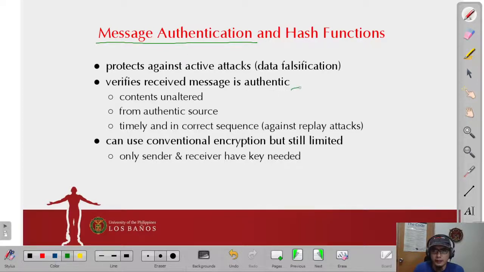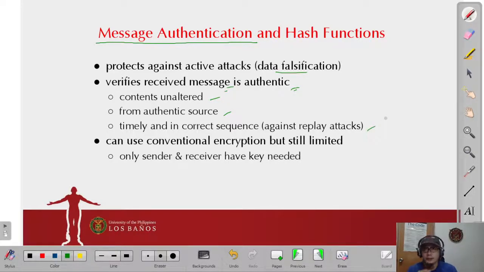We want to make sure that the message is authentic. So encryption is against passive attacks, like being able to read the contents of a file, whereas authentication is protection against active attack, like data falsification. So you want to know that the received message is authentic. When we say authentic, that means the contents have not been altered, it is from an authentic source, and it is timely and in the correct sequence.